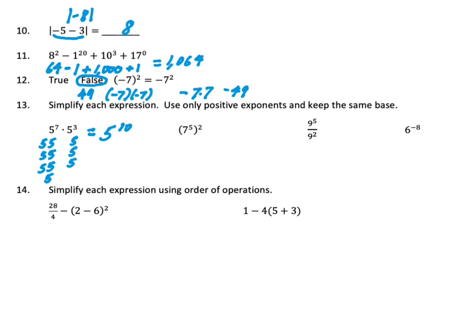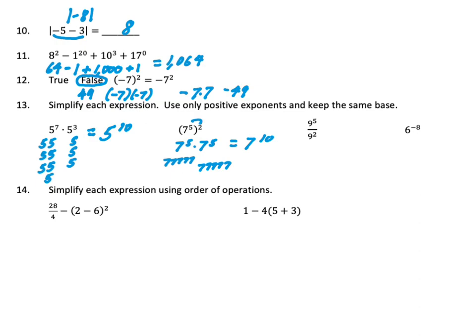This is 7 to the 5th squared. This means I have 7 to the 5th, but I have 2 of those. And 7 to the 5th means I have 5 7s. And so if I count all the 7s I have, that is 7 to the 10th. Easy way to do this is to multiply the exponents together.